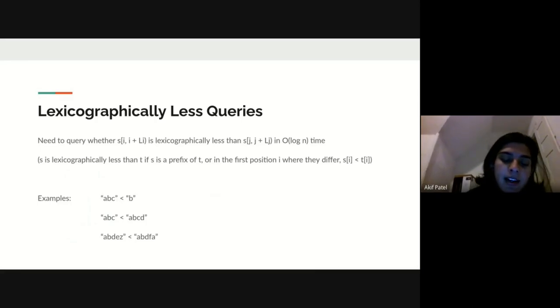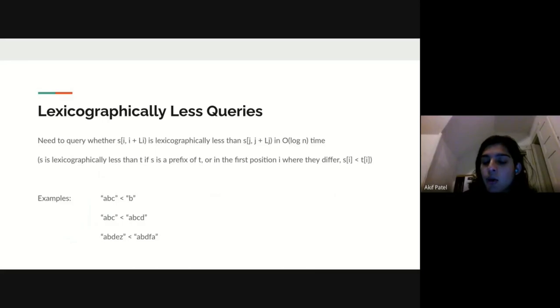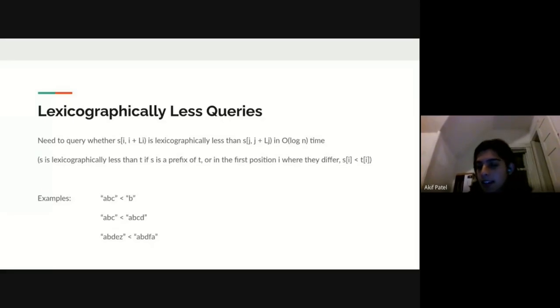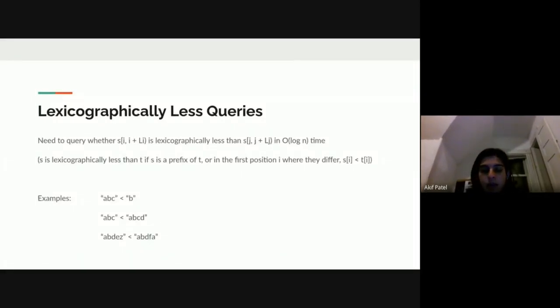So S is less than T if S is a prefix of T, or if at the first position where they differ, let's call that I, S_I is less than T_I. So here we can see ABC is less than B because they differ at the first character, and A is less than B. Similarly here, ABC is a prefix of ABCD, so it's less. And here, they first differ at E versus F, and E is less than F. Again, I'll give you a couple of minutes to think about this, or if you have any questions.